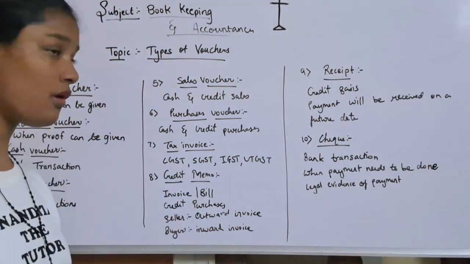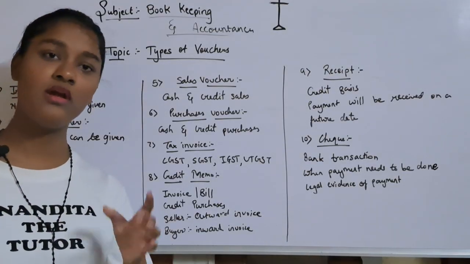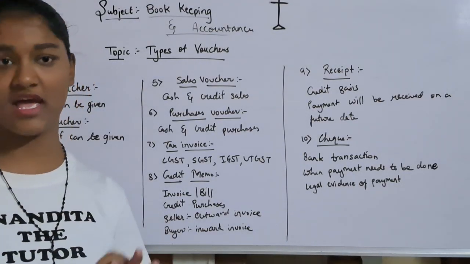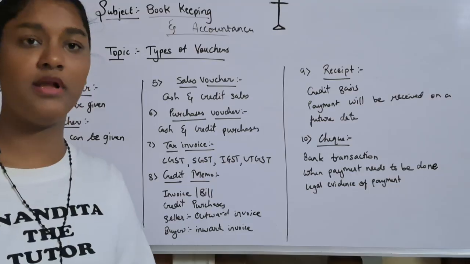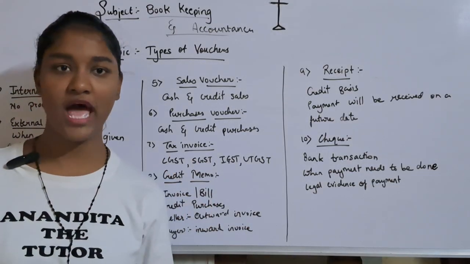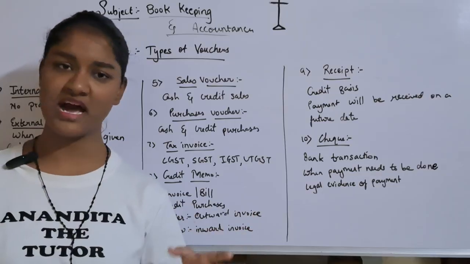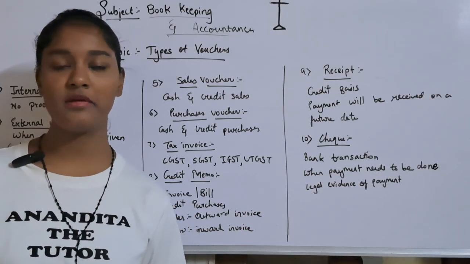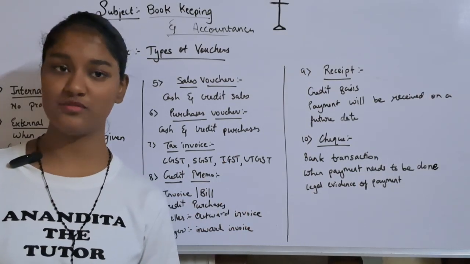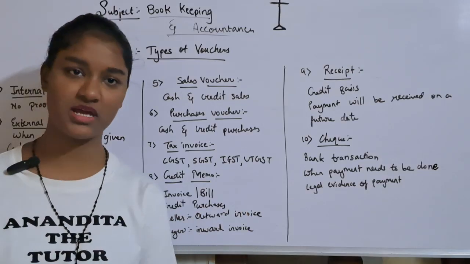So when there is a tax invoice, tax is also included in that bill. For example, I go to a restaurant with my friend, suppose. There we ate food, and after eating the food, our bill came to 200 rupees.